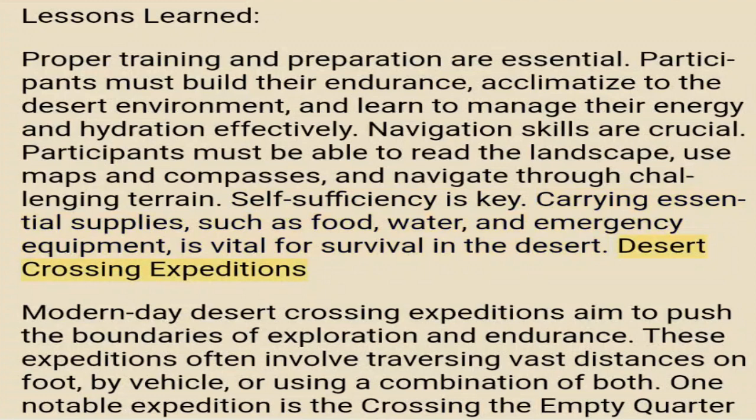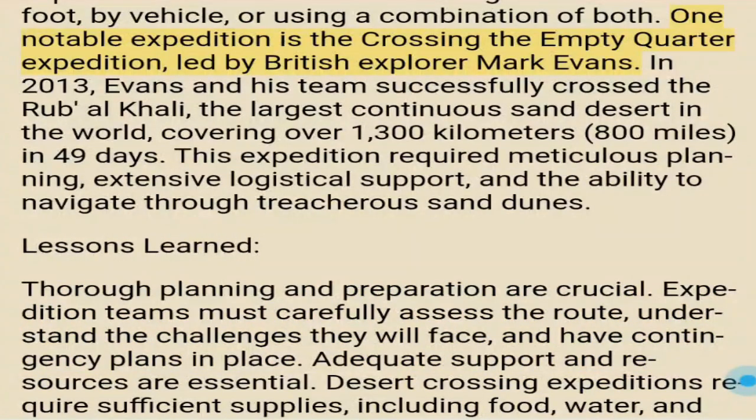Desert crossing expeditions. Modern-day desert crossing expeditions aim to push the boundaries of exploration and endurance. These expeditions often involve traversing vast distances on foot, by vehicle, or using a combination of both. One notable expedition is the Crossing the Empty Quarter expedition, led by British explorer Mark Evans. In 2013, Evans and his team successfully crossed the Rub al-Khali, the largest continuous sand desert in the world, covering over 1,300 kilometers, 800 miles, in 49 days. This expedition required meticulous planning, extensive logistical support, and the ability to navigate through treacherous sand dunes.